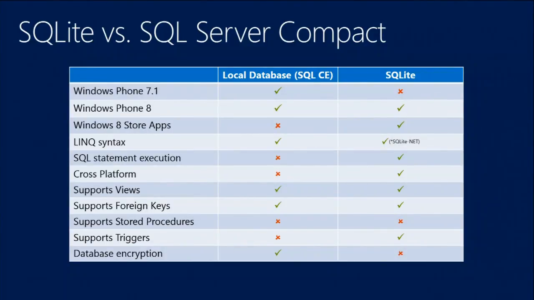SQLite is cross-platform, so the actual database files, you can copy them from Android or another platform, and you can open them completely on a Windows Phone app. The actual database format is cross-platform, even across little endian, big endian. Both support views, both support foreign keys. Neither supports stored procedures in the way you'd understand it for a big SQL server.